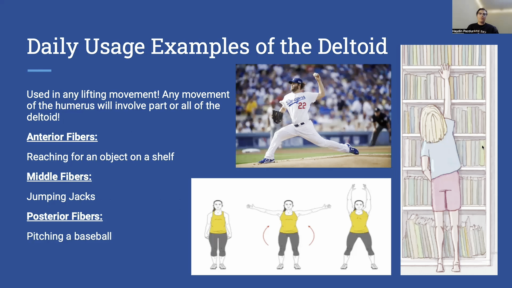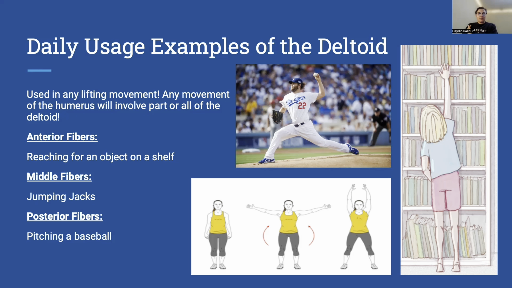So now that we saw all the origin insertions and we talked about all the different actions that those 3 different fibers of the deltoid help along with, what does this really mean? In real life, we don't talk about just those normal actions, but we talk in more broad terms, things that normal people that are not kinesiology professors and students can understand. So let's go over some daily usage examples of the deltoid. Overall, any lifting movement you do is going to involve the deltoid. Any movement of the humerus is going to involve part or all of the deltoid.